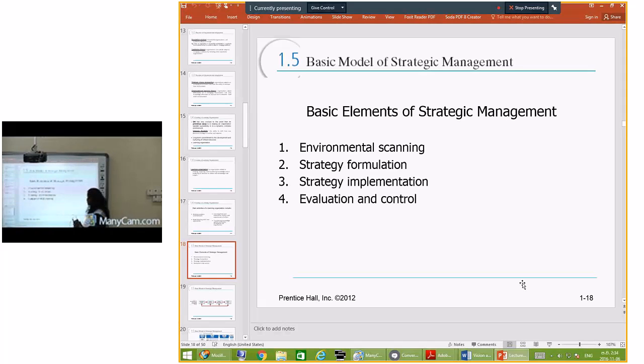Okay, shall we start with this? Now, from this point onwards, we are going to talk about the basic elements of strategic management. So, the strategic management process. Okay, the basics we will discuss one by one. The first one is environmental scanning. Then strategy formulation, implementation, evaluation, and control. As we discussed at the beginning, there are four main elements of the strategic management process. So, those four elements we are going to talk about now.